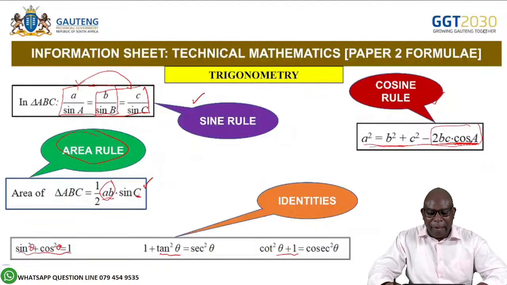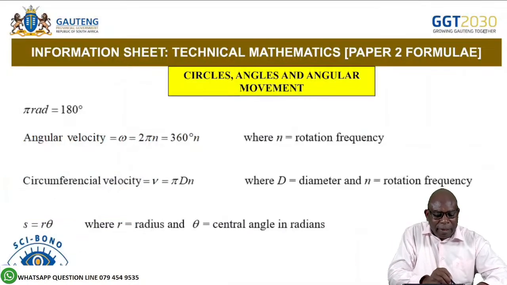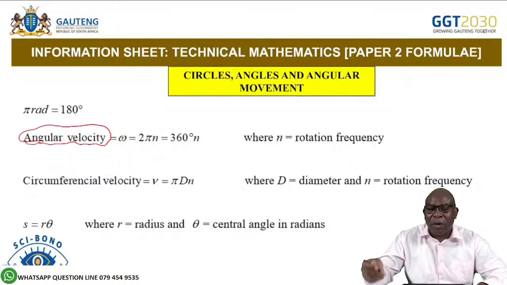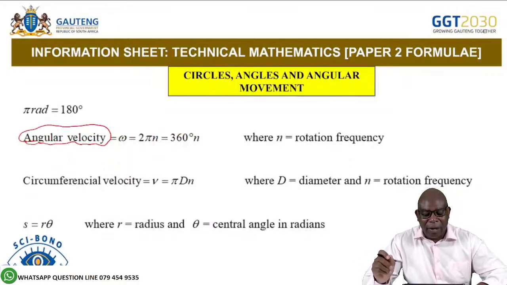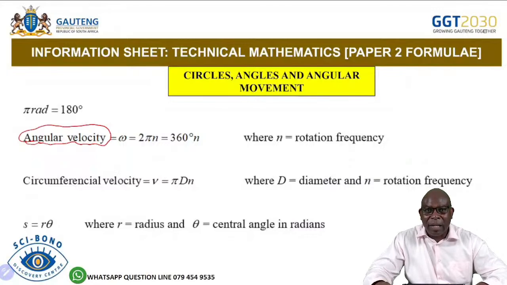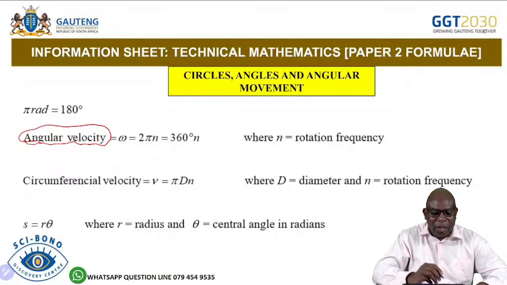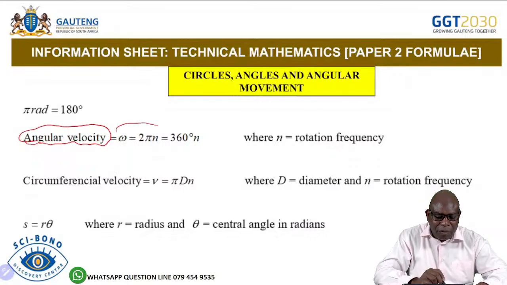So now, the next one is circles, angles, and angular movement. I love this formula because one of the things that I like about it is that they tell you this formula is for the angular velocity. In other words, when I look at my question paper and somewhere in question 10 they ask to calculate the angular velocity, I just come to my formula sheet and choose this formula.